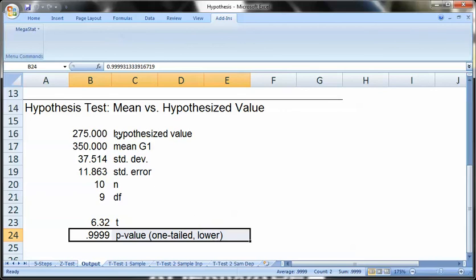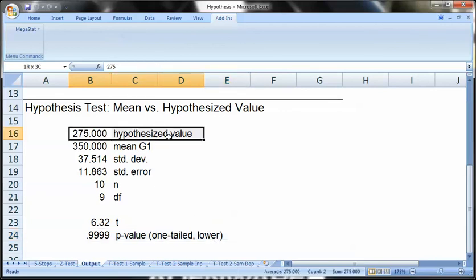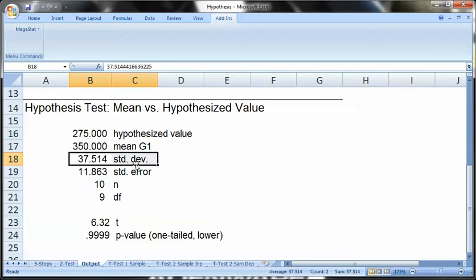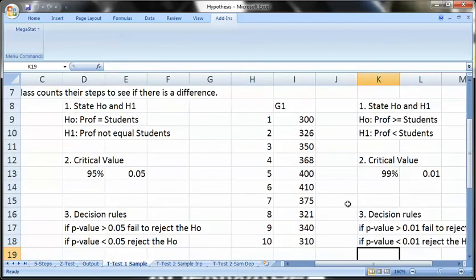Okay, so we have a hypothesized value of 275, a mean of 350. So it would seem at first blush that they are the same. But what's actually ending up happening is because the standard deviation is so big, we cannot say statistically that one is bigger than the other. So that's why the p-value is so high. So my p-value is 0.9999.